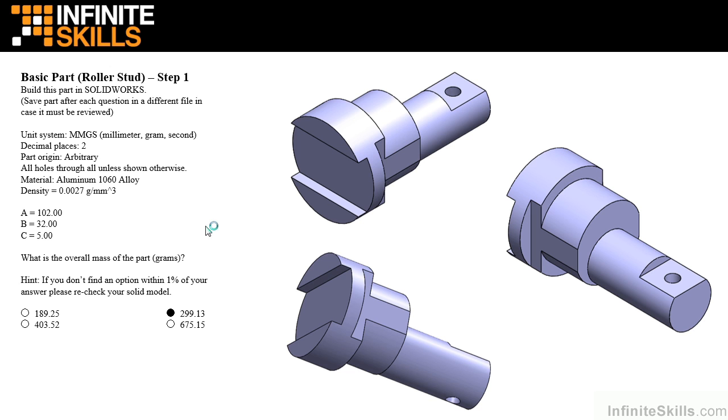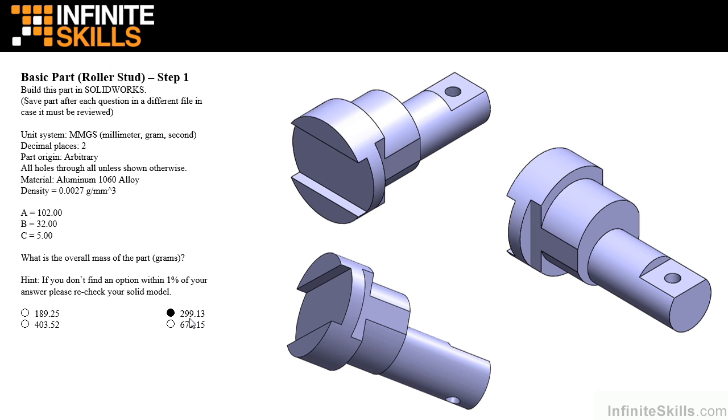This part's going to be made out of 1060 alloy, and we have 3 dimensions here, A, B, and C. After we complete the model, we're going to check the overall mass, and we're going to keep our fingers crossed and hope that our mass matches up with one of these 4 choices. I do have the correct mass highlighted, which is 299.13. So after we're done modeling this part, we should have the same mass.